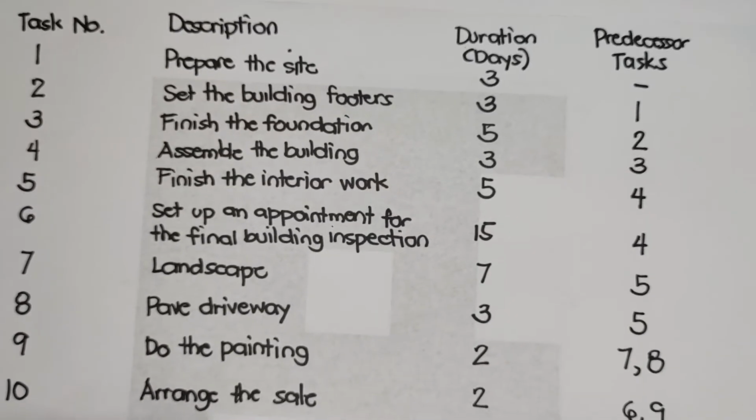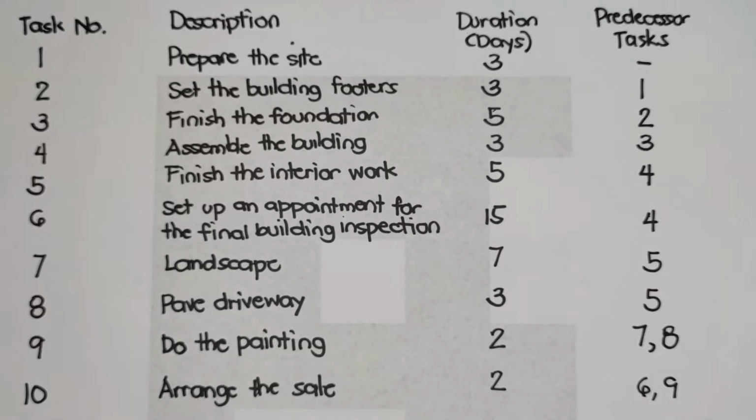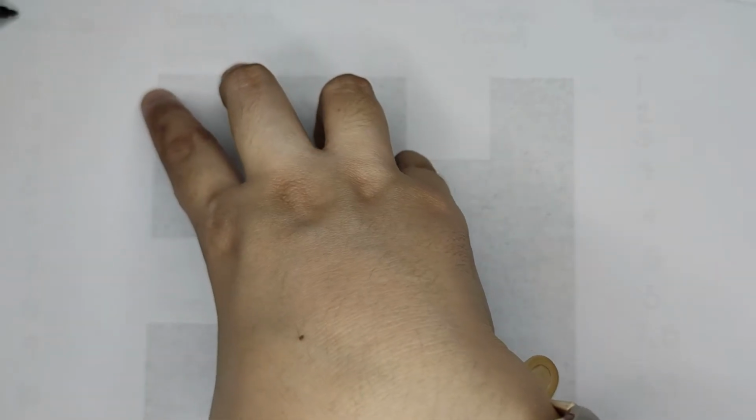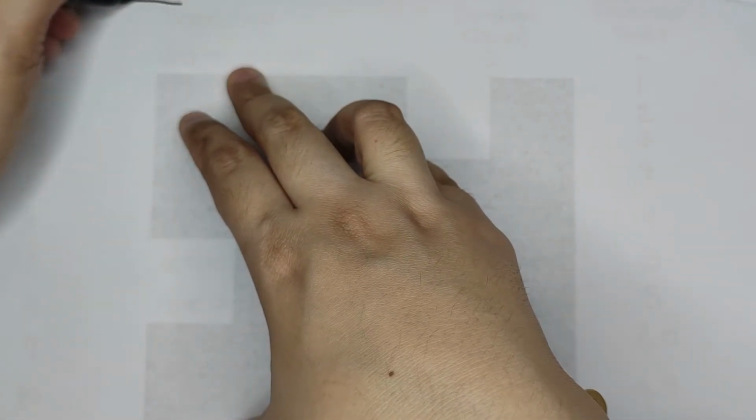Okay, so let's use another paper. Actually, this is already a used paper, so let's be green and recycle. So, let's start. We'll expect 10 tasks, so we have 10 task boxes. So, we have task number 1.